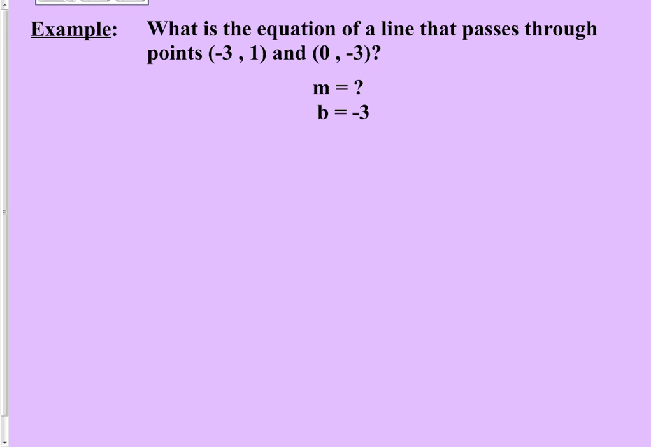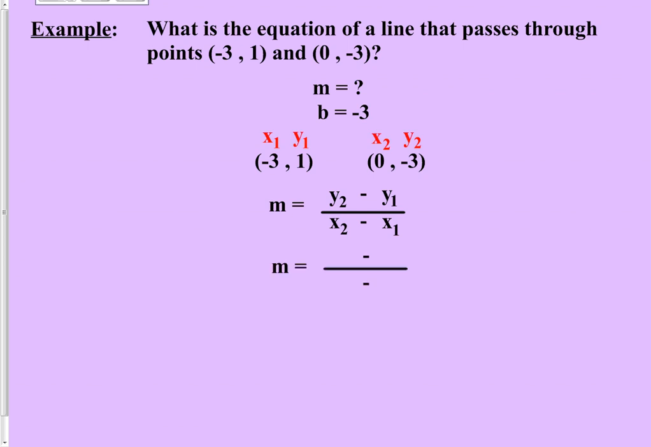So this one is very similar to the last problem. We have 2 points. We're going to label them x1, y1, x2, y2. We're going to pull up our slope formula, the difference of the y's over the difference of the x's, and we're going to plug in our values. y2 in this case is -3 minus y1, just positive 1. All of that goes over x2, which is 0, minus x1, which is -3.